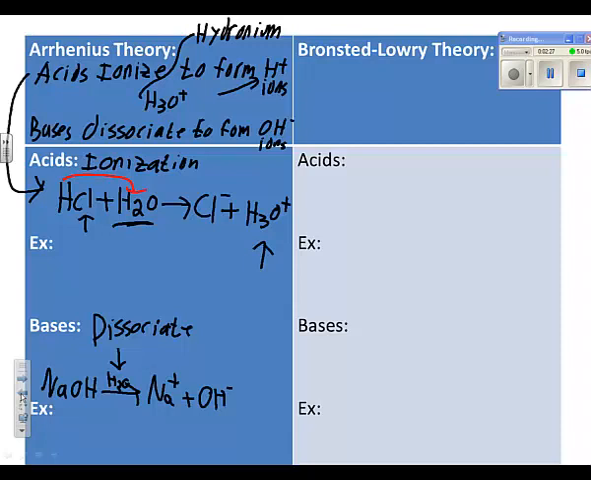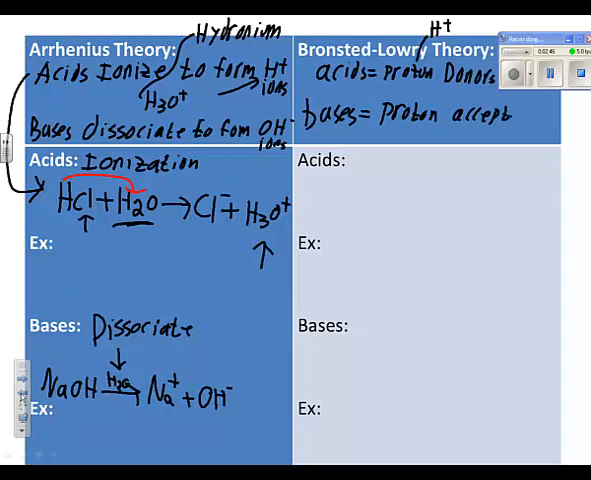So the Bronsted-Lowry theory, switch over to the right side, we say that acids equal proton donors. Remember, by protons we mean hydrogen ions. And bases are going to be proton acceptors. I think this is a little bit easier of a definition. So acids donate, bases accept.